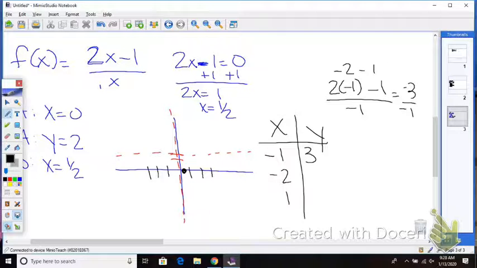And sometimes if you have points that are all over the place, you'll think, okay, I did something wrong. So be aware of that. If I plug in negative 2, I have 2 times negative 2 minus 1 all over negative 2. So I have negative 4 minus 1 is negative 5 over negative 2. That gives me a positive 2.5.